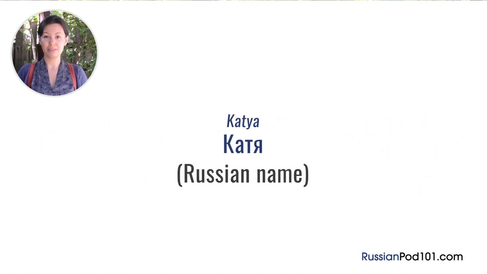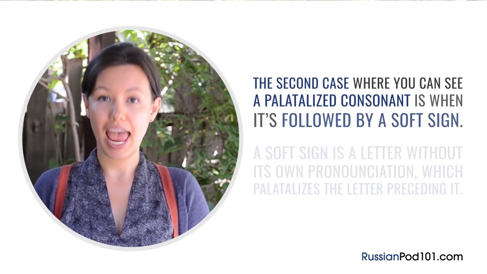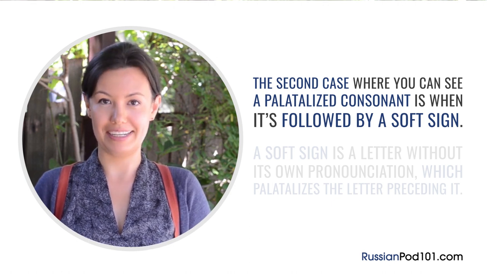Let's take, for example, the Russian name Katya. In this name, the sound K is hard and not palatalized, because it's followed by the hard vowel А. However, Т is soft and palatalized, because it's followed by the counterpart of the sound A, Я. Katya. The second case when you can hear a palatalized consonant is when it's followed by a soft sign.